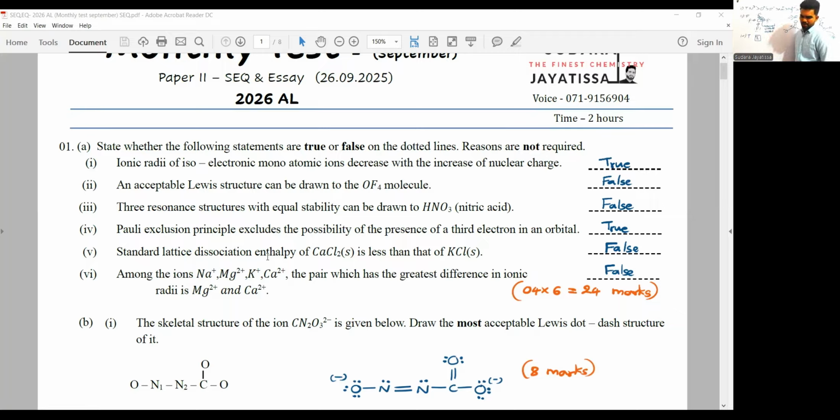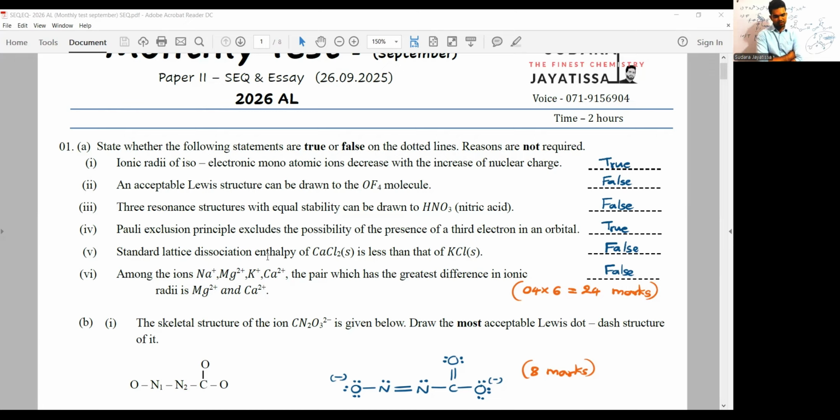You'll understand it more. And then the fourth one, standard lattice dissociation enthalpy of CaCl2 is less than. That point is not there for you yet, so you can leave it blank. You will learn that in the energetics lesson, unit 5. In the last week of this month, we are starting unit 4, gases, with a little bit of introduction. After finishing unit 4, you will start unit 5, energetics. We will discuss this enthalpy topic there.